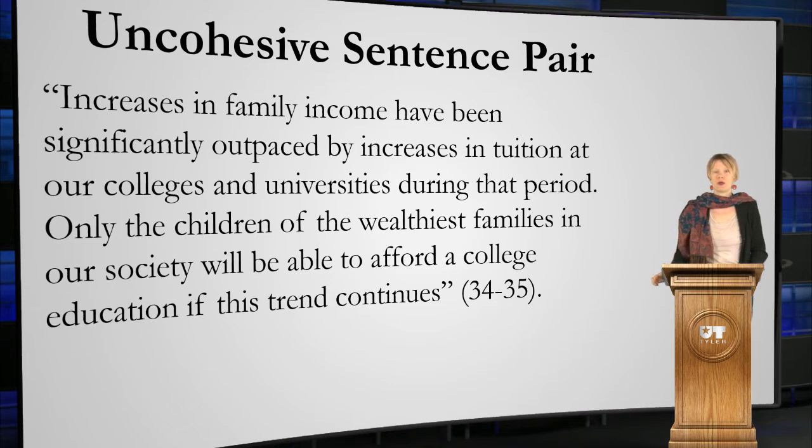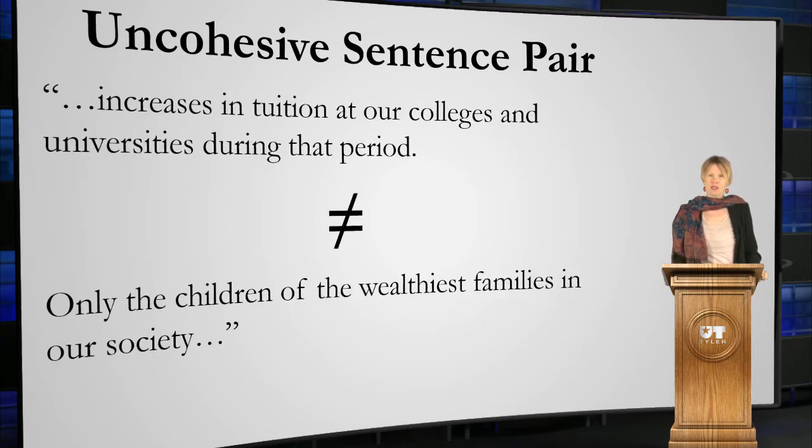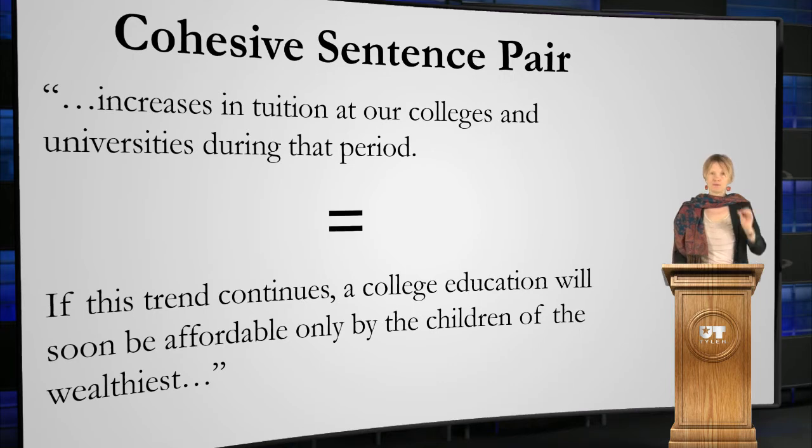Let's look at another one. So we go back to that sentence we just looked at. Increases in family income have been significantly outpaced by increases in tuition at our colleges and universities during that period. Only the children of the wealthiest families in our society will be able to afford a college education if this trend continues. So right now, these sentences are not cohesive. The end of that first sentence is talking about a time period, and then the next sentence starts out with only the children of the wealthiest families. Overall, it's about the same topic, but you just don't see the connection very quickly.